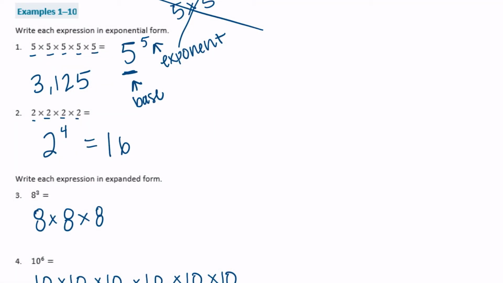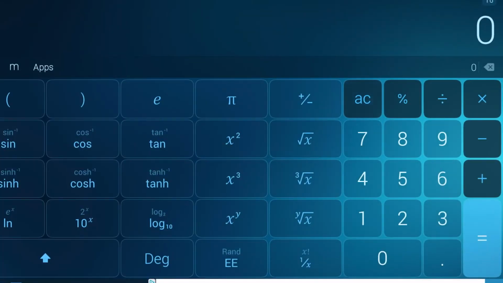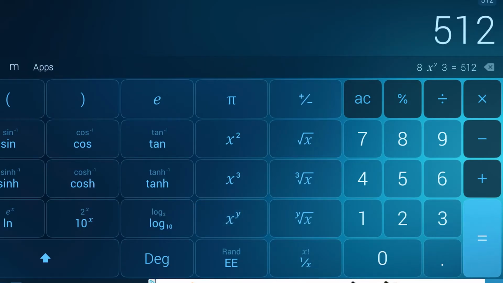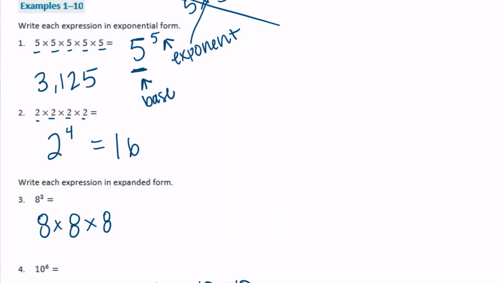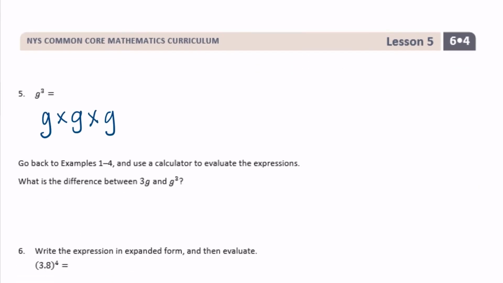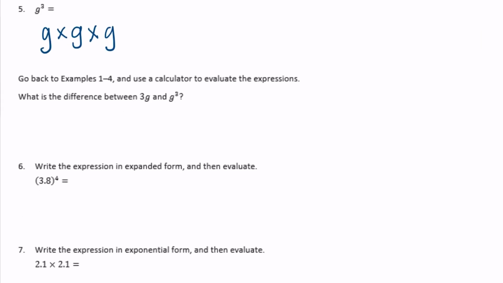8 to the third power, I'm going to click, 8 to the third power is 512. And 10 to the 6th power, we really shouldn't need to use a calculator for that. We learned in 5th grade that that would be a 1 with 6 zeros, or 1 million. And number 5 we can't do because we don't know what g is equal to.